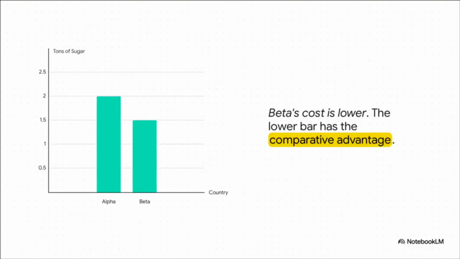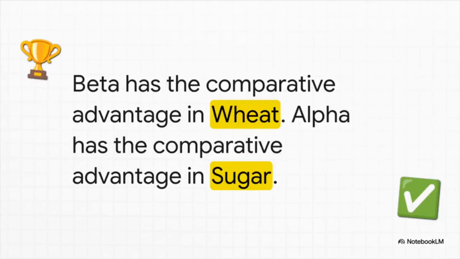This is the cost for producing wheat. You can see it, plain as day. Beta's cost, that bar on the right, is lower than Alpha's. And the rule here is just so simple. Whoever has the lower opportunity cost, the shorter bar, has the comparative advantage. And all that math leads us to our final answer. Beta has the comparative advantage in wheat because, well, it gives up less sugar to make it. And Alpha has the comparative advantage in sugar because it gives up less wheat to make it.